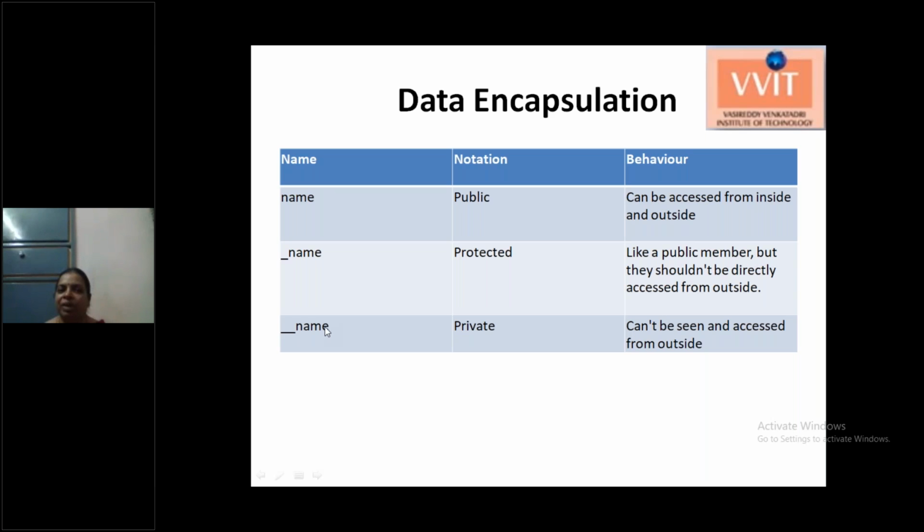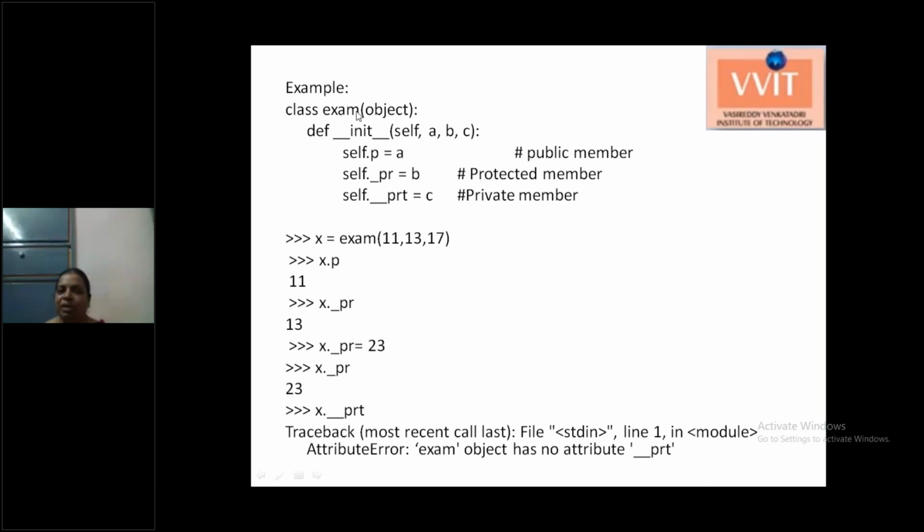Here the class is exam. We are using object, but this is not compulsory; it is optional. Either we can use it or leave it out. We just need to give the class name, class exam. Object is the base class for all the classes we create in our Python program.